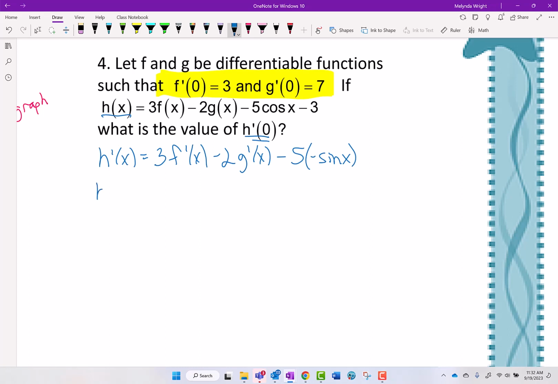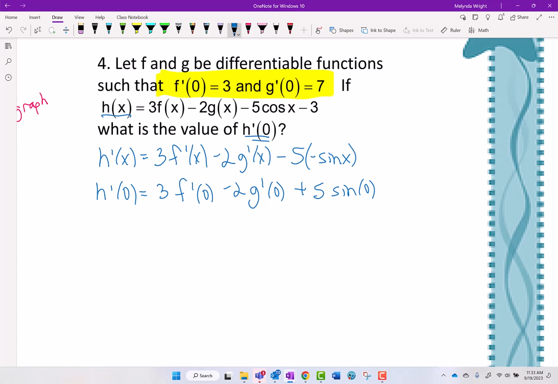All right. So now I need to know h prime of 0, so I'm going to plug a 0 in. That means 3 times f prime of 0 minus 2 times g prime of 0 plus 5 times sine of 0. And that's a unit circle value that we should know, right? What is sine of 0? 0. This is going to turn to a 0.